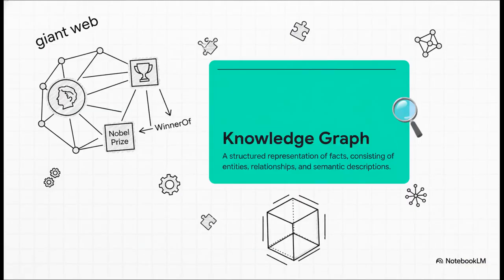It's basically a giant web of facts. Each fact is stored as a super simple three-part piece of information: a head, a relation, and a tail. So you'd have something like head, Albert Einstein; relation, winner of; tail, Nobel Prize. Simple, right? You connect the dots.